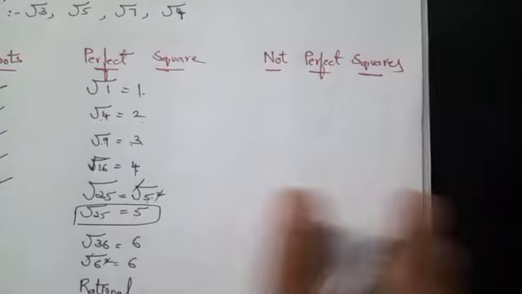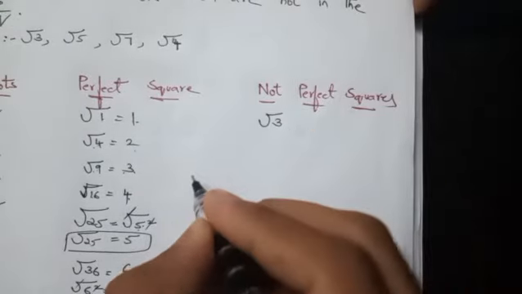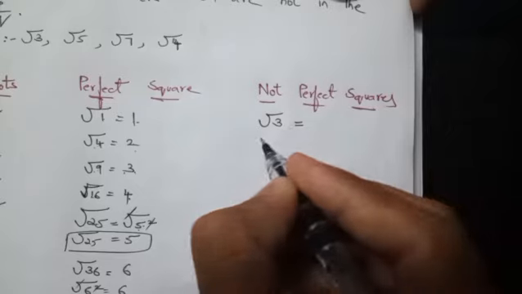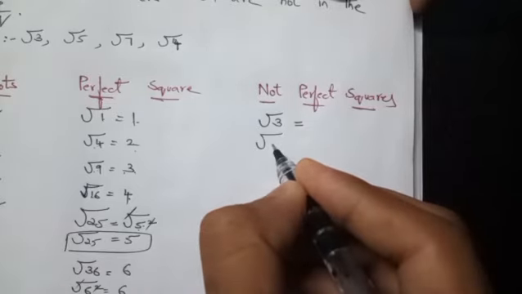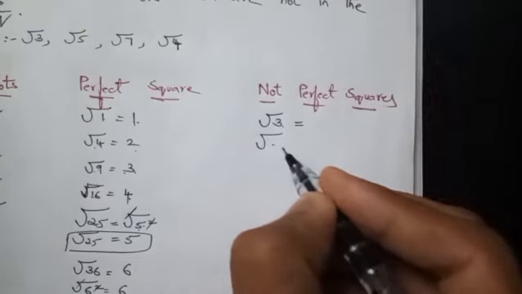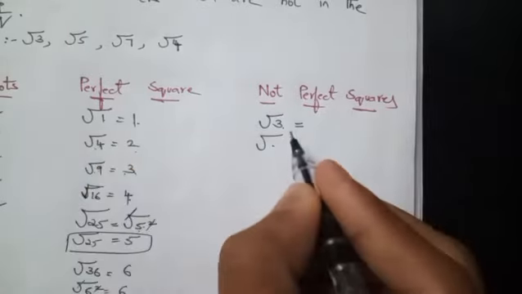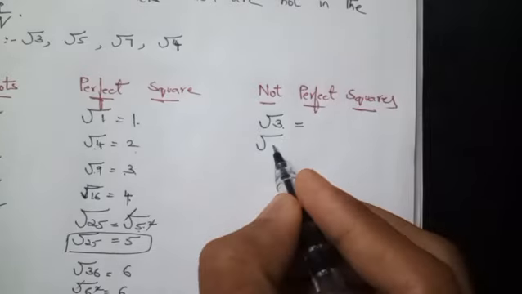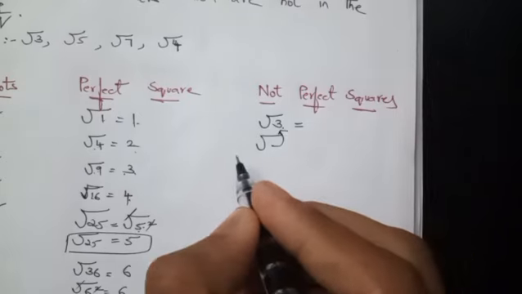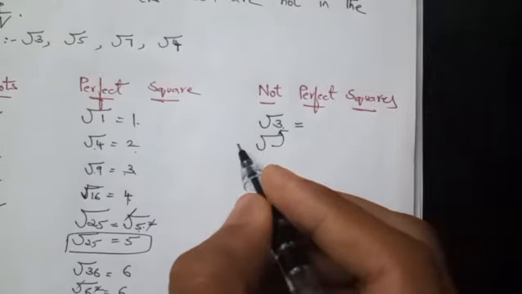So what is not a perfect square? Root 3. Root 3 is not a perfect square. Is there a number which, if we square it, will become 3? That number doesn't exist. But what about 4? 2 twos are 4. But what about 3? There is no number which multiplied by itself results in 3. No number exists like that. So root 3 is not a perfect square.